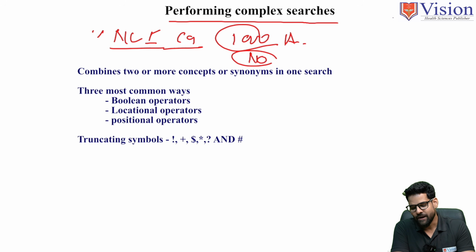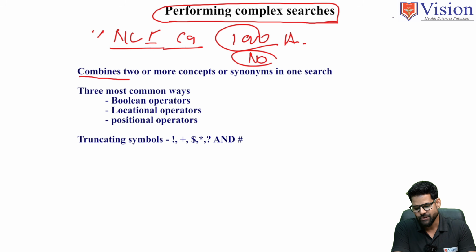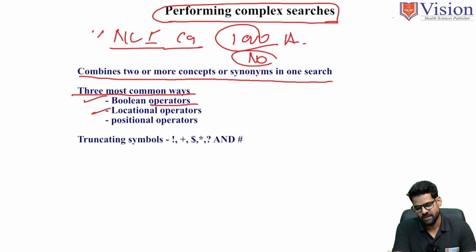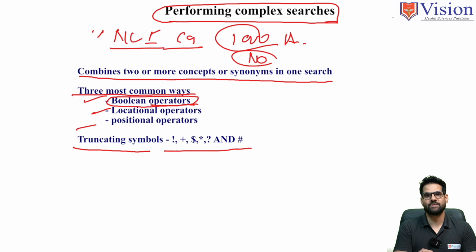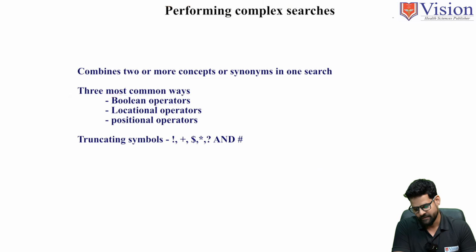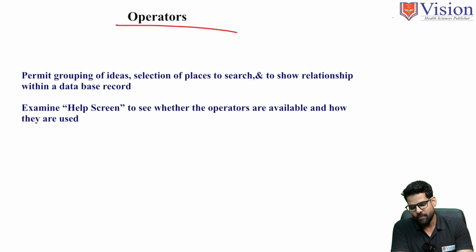So what do I have to do? I have to perform the complex search. What is a complex search? It combines 2 or more concepts or synonyms in one search. You can do it in the most common ways by using operators. There are Boolean operators, locational operators, and positional operators. I will talk about the Boolean operator here only. You can also use truncating symbols. These are some of the symbols which are available, and we'll see the use of that. So let's talk about these operators.